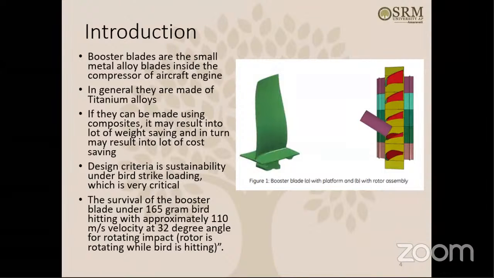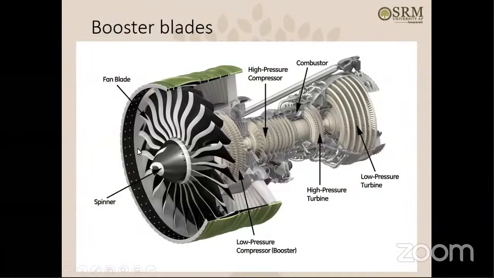Even a small amount of weight saving gets converted into a large amount of cost saving in the aviation business. So what is the design criteria for this booster blade? If you look at the figure here, the front side composite fan blades are all designed based on the bird strike. A bird is coming and hitting these composite fan blades, and they have to sustain that bird hit.